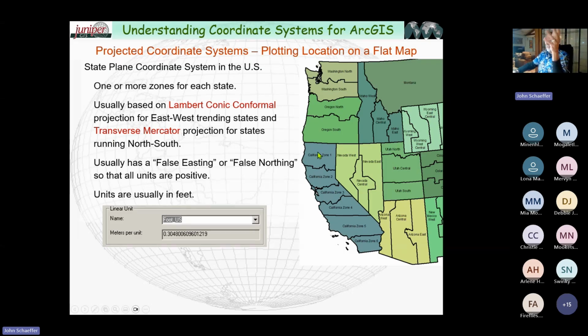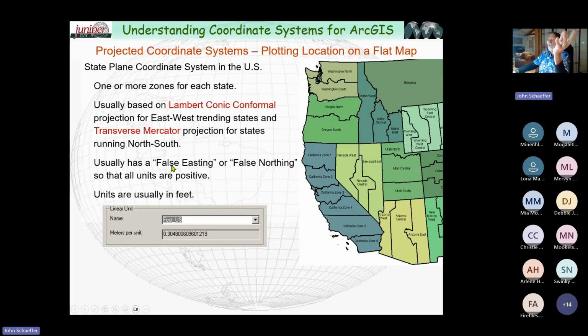And so we would use a transverse Mercator projection. California, it's really trending north-south, but they just basically made a set of slices that are trending east-west, so they are using Lambert conic conformal. So again, it's kind of knowing what these terms mean to understand what makes sense for why we would use one type of projection here and another type of projection here.